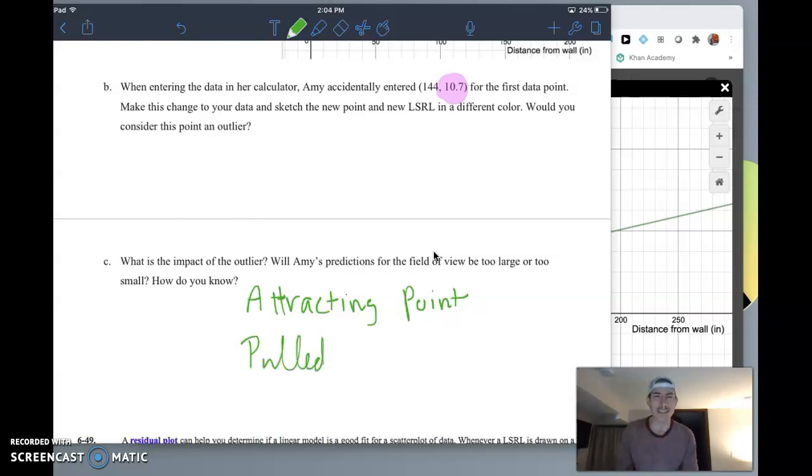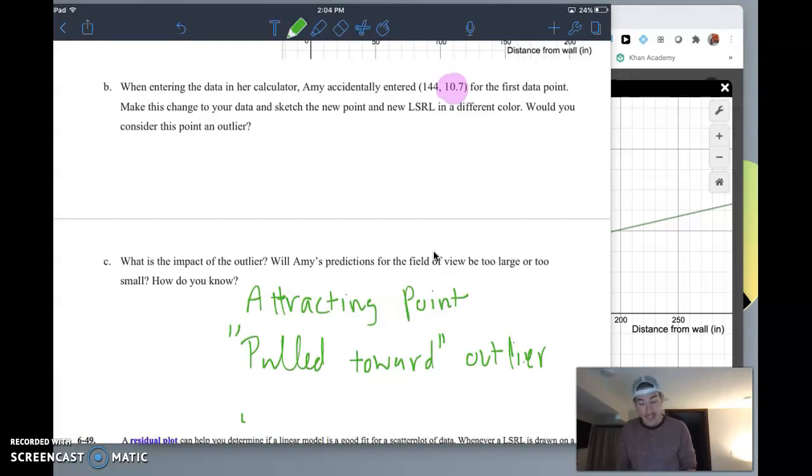I called it an attracting point, and your LSRL, if you don't like the word attracting point, will always be pulled toward an outlier. The reason, and this goes a little bit deeper than we do in this course, is that one of the main things we use to calculate a least squares regression line, or a model for this type of data, is an average. And an outlier really impacts an average one way or another. So keep that in mind.